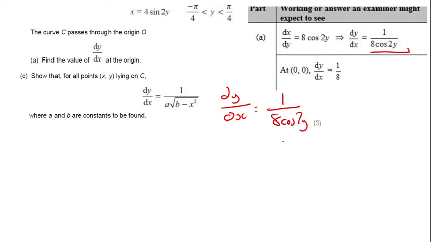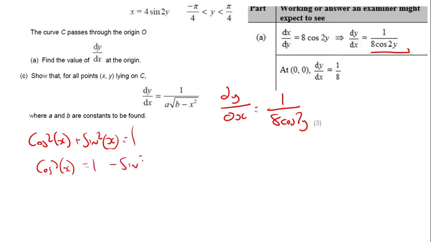Now, it's not obvious, but what we need to do really is use the formula cos squared x plus sine squared x equals 1, because I can rearrange this to make cos the subject. So I'm going to do cos squared x equals 1 minus sine squared x, and I'm going to square root it, so I know cos of x equals the square root of 1 minus sine squared x. And that's sort of looking similar to what we're trying to aim for.